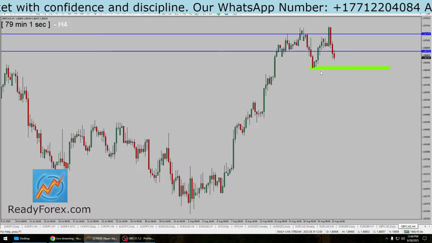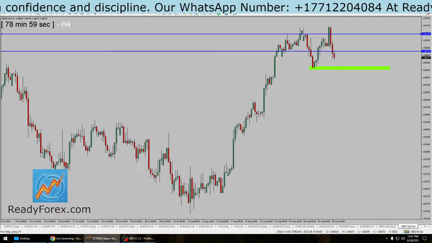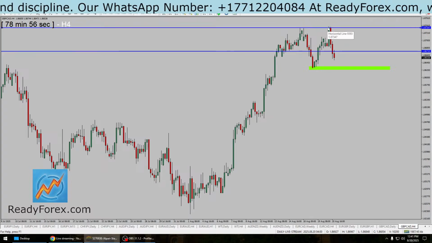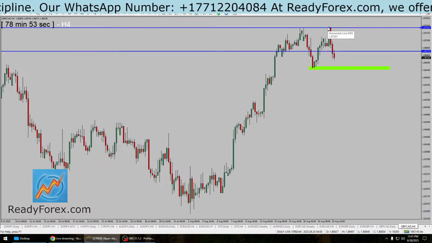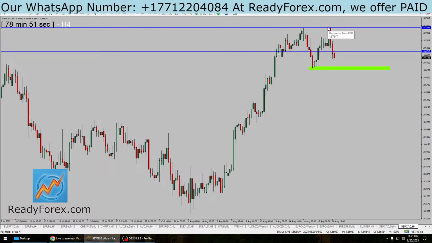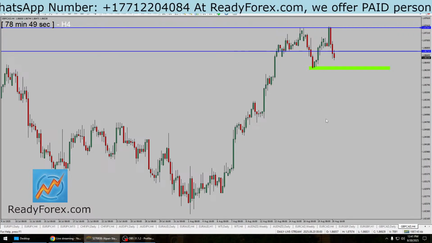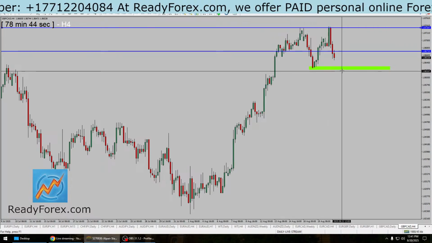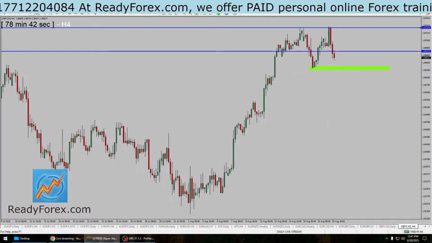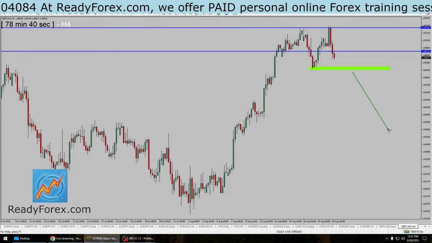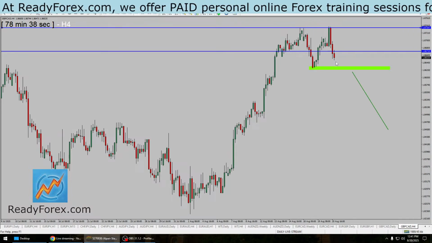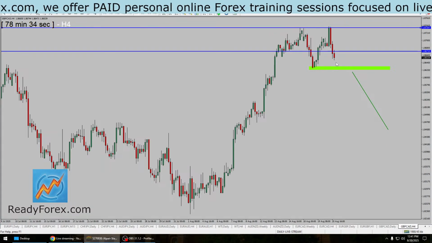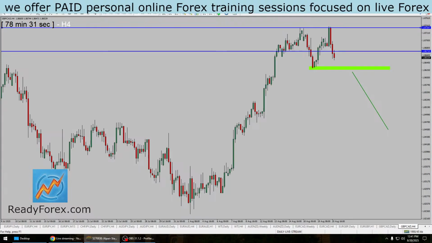So support over here in the GBPCAD currency pair. This looks to me like a tweezer top or maybe a double top type pattern over here. All I need is a breakdown in the market first, then I might consider looking for a potential sell trade, but for the time being wait outside. No need to open any trade inside the GBPCAD currency pair.